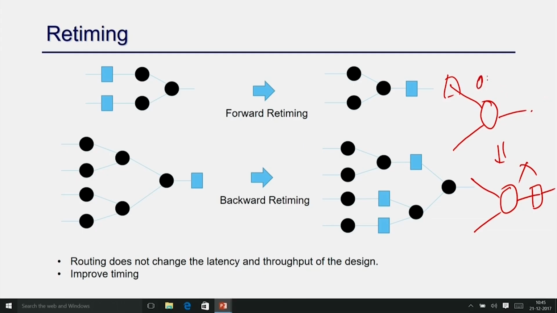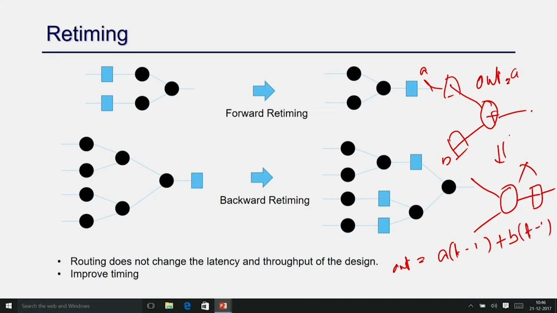So say the output was like A, so suppose this is A and this is B and there is a register here. So earlier the output was equal to A at t minus 1, whatever is coming in at t minus 1, plus B at t minus 1.